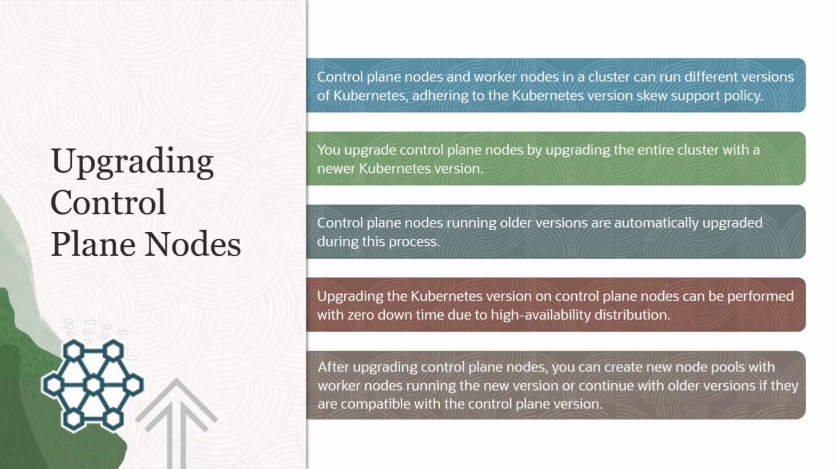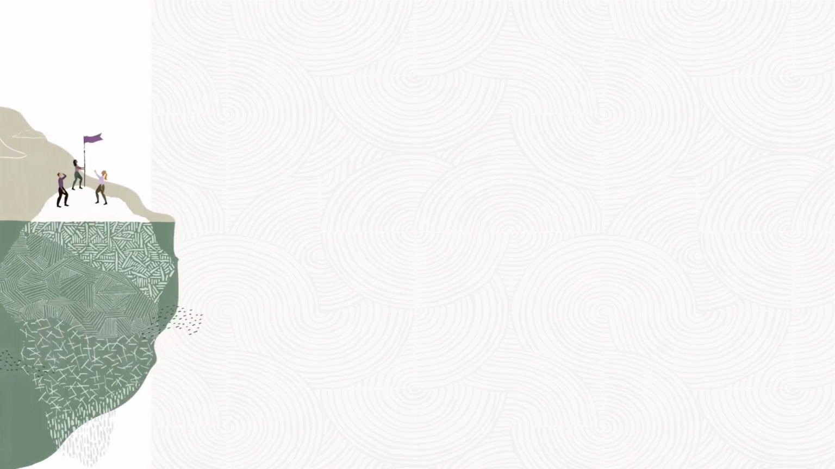Post-upgrade, you have flexibility. Create new node pools with your worker nodes sporting the latest version, or continue with existing ones provided they are compatible with the upgraded control plane version. In conclusion, upgrading control plane nodes in Kubernetes is a meticulous and smooth operation, providing you with flexibility and ensuring minimal disruption to your running applications.